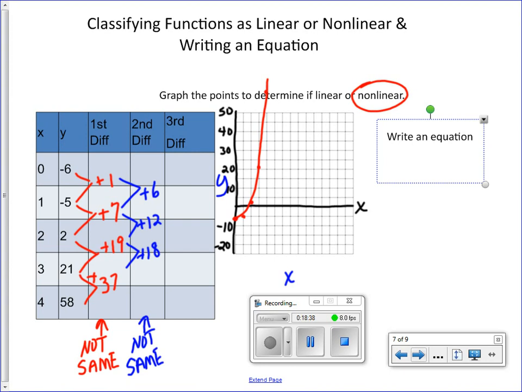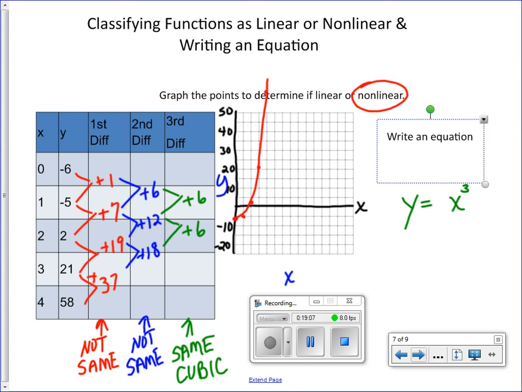All right, so we're going to go one more difference. To get from 6 to 12, you would add 6, and to get from 12 to 18, you're adding 6. So this appears to be the same. And if the third differences are the same, that implies a cubic relationship, meaning when we write our equation, we're going to have an x cubed in it.